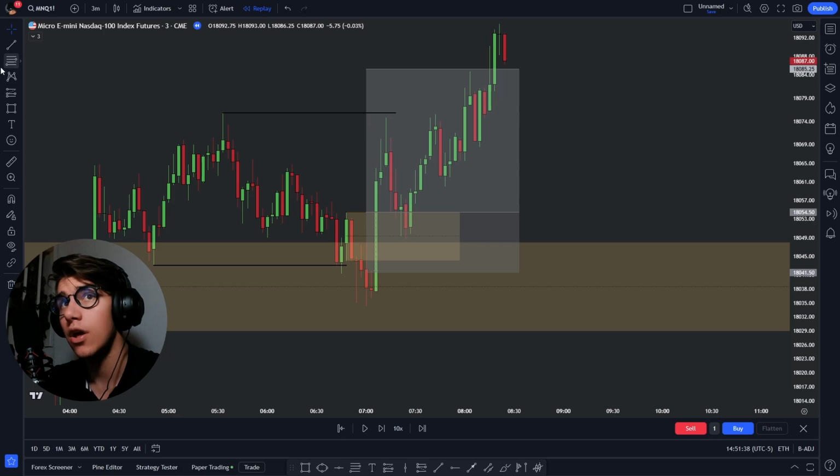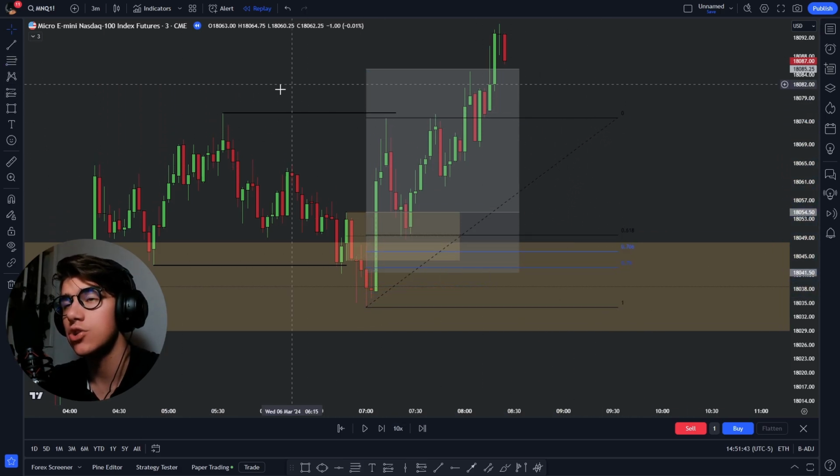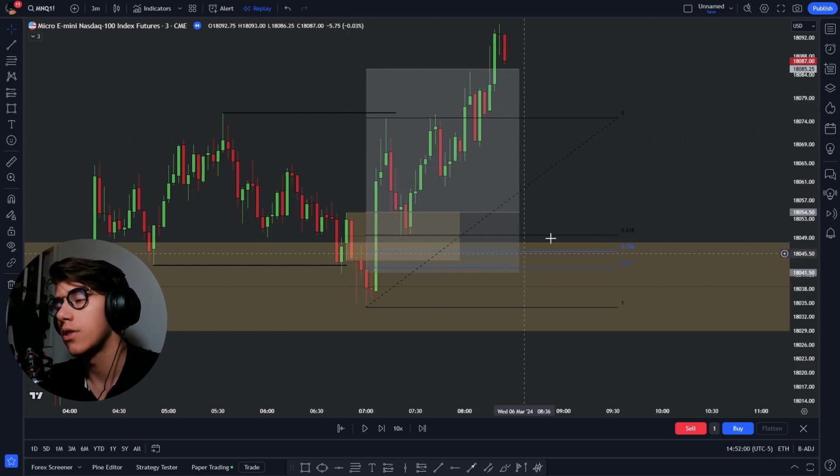And another confluence that you could use here is that we were also in optimal trade entry of this 3-minute range. As you can see, we delivered beautifully off of this 3-minute optimal trade entry, but I went ahead and placed my entry off of the 3-minute breaker instead.